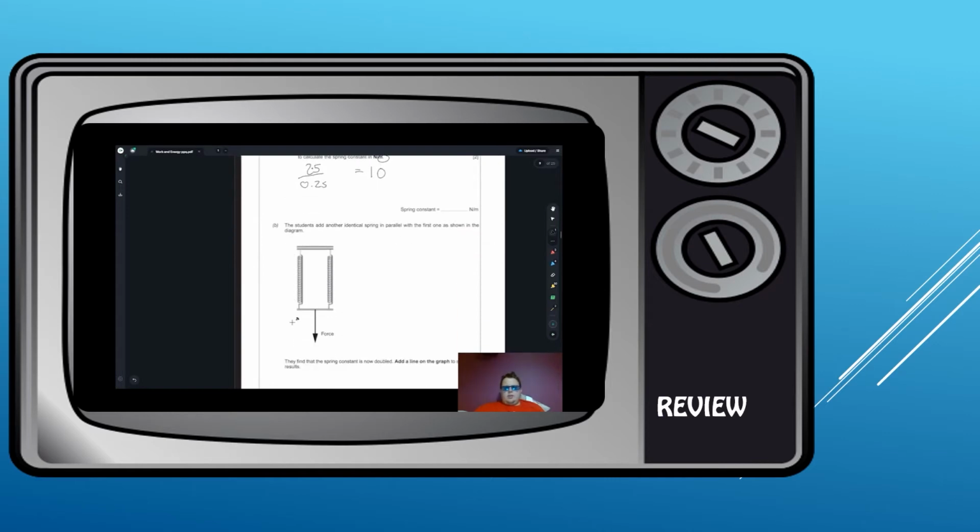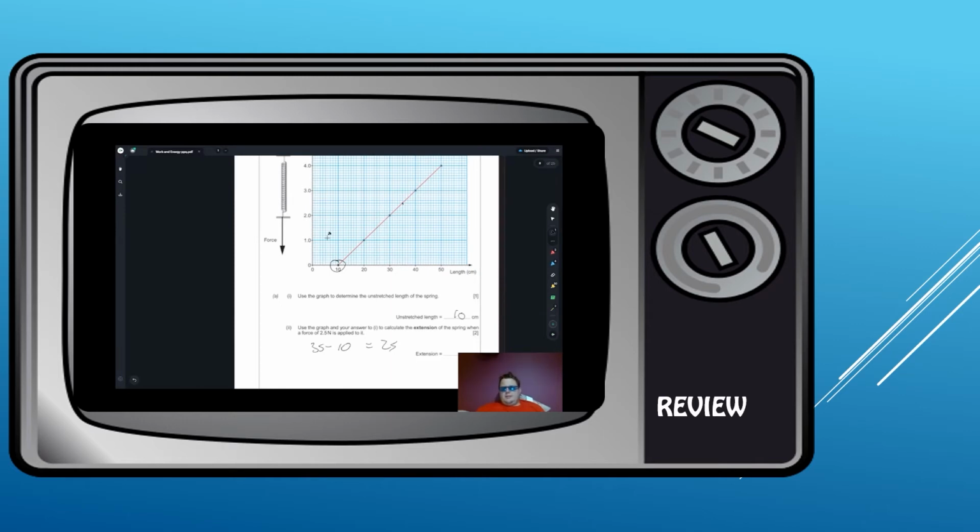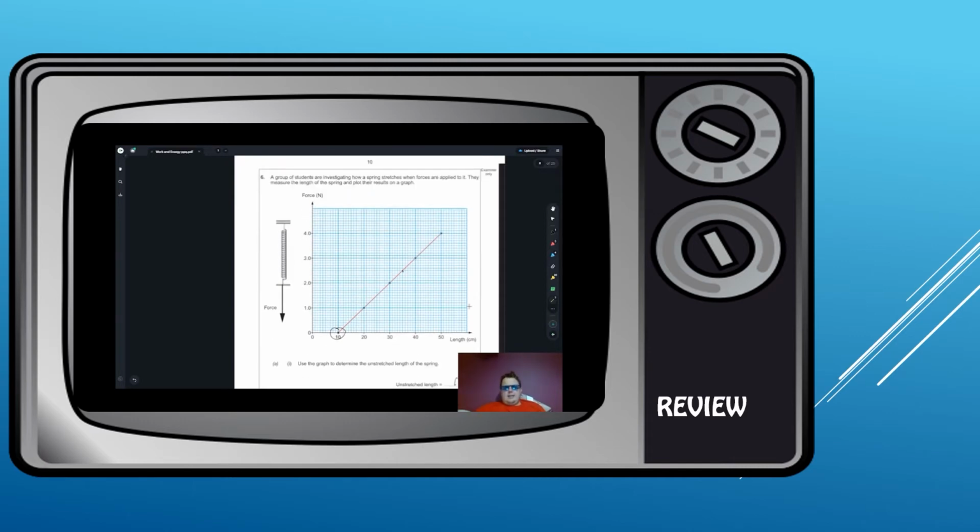Right, 2 identical springs connected in parallel. It tells us here the spring constant is doubled, so that is going to give us a much stronger spring, and in fact it's going to double the spring constant. So what they're expecting is a line that is twice as steep to get that mark. So we're going to start from there, and it's going to be twice as steep.